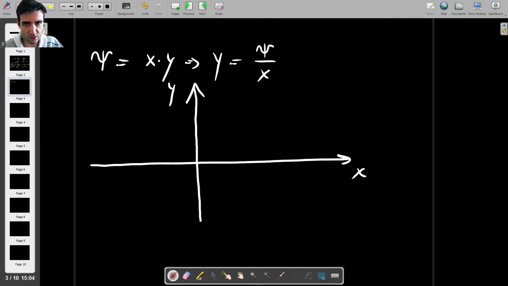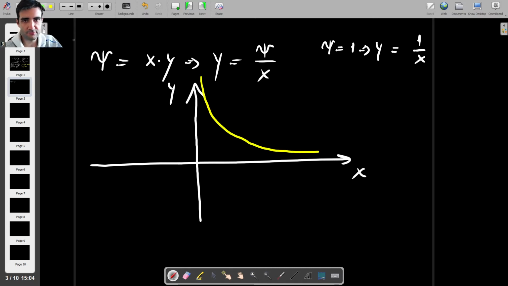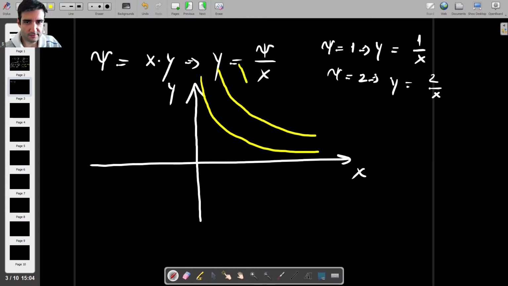And now we can plot how the stream function looks, or how the streamlines look. So we have x, we have y. Now, for each value of the stream function, we have a different streamline. So let's say if the stream function is 1, then y is 1 over x, which is just the basic hyperbola, which looks like this. Right, now if this is 2, then y is 2 over x, which is something like that. And so on. So if psi is 3, then you have this. So each constant value of psi corresponds to one streamline.